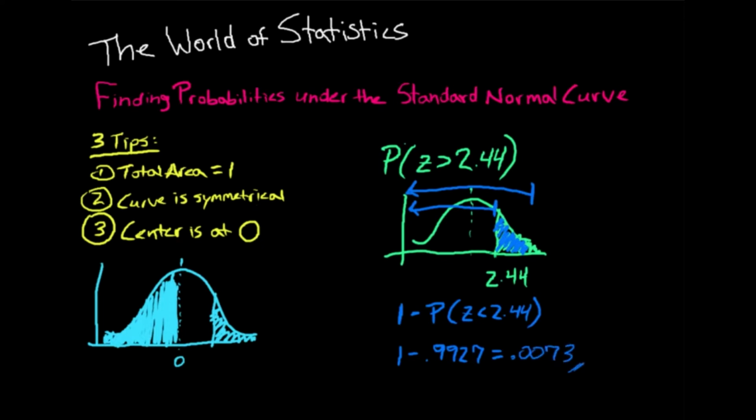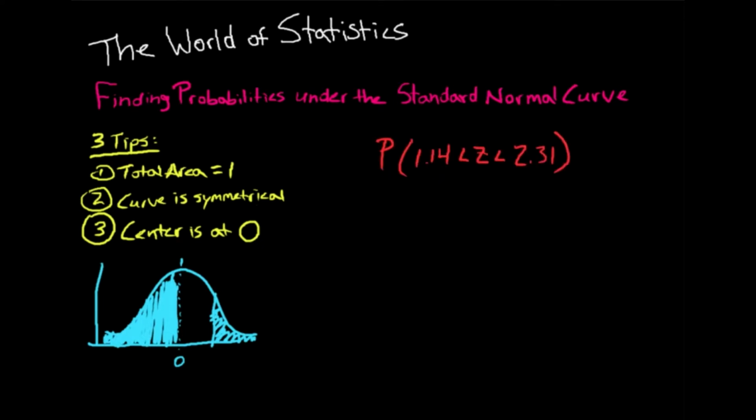So that's our probability that z is greater than 2.44. So what if we have an example where we want to find the probability between two critical values? In this case, 1.14 is less than z, which is less than 2.31. Let's go ahead and walk through how to do this.